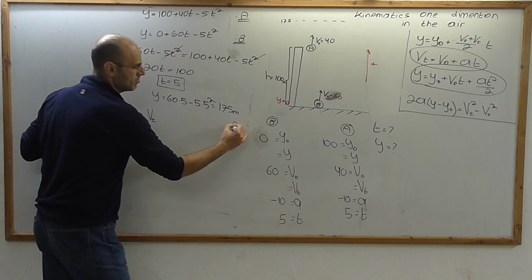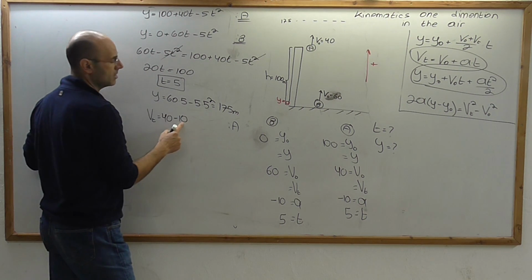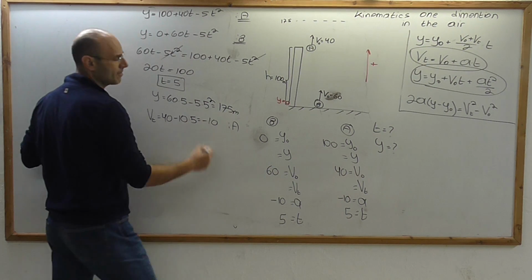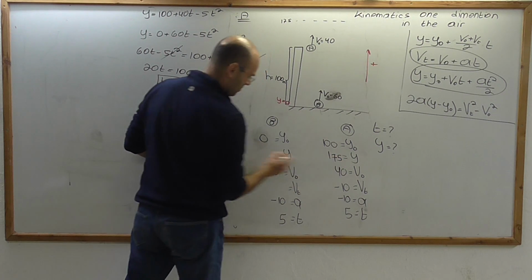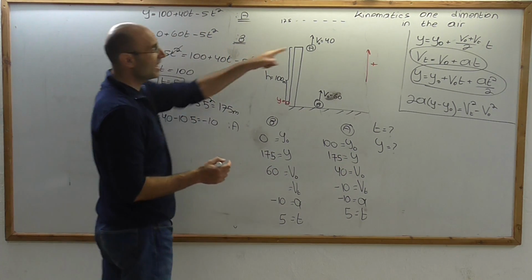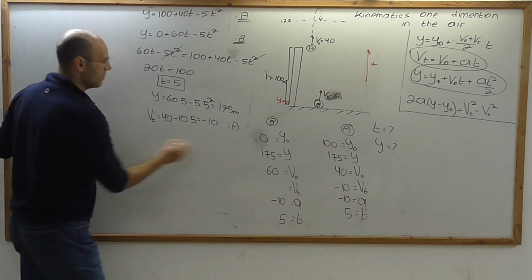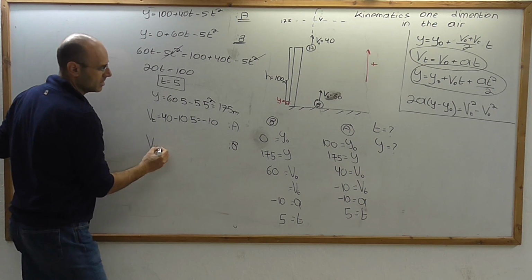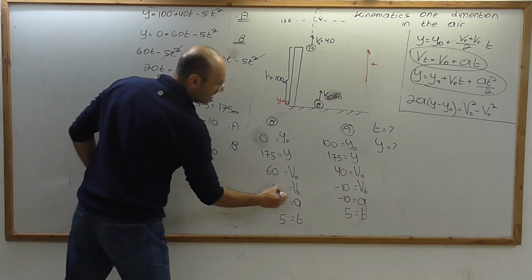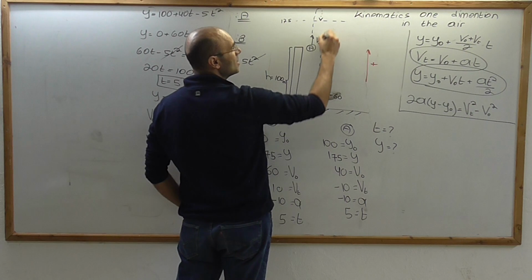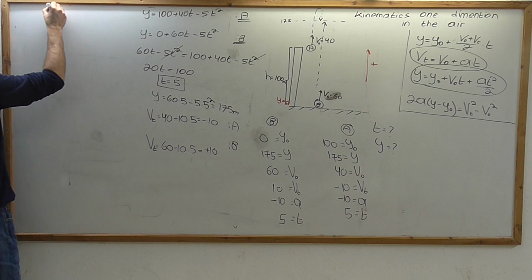V final for A is V0, which is 40, minus 10 multiplied by 5, minus 10. Y was 175, 175. So what I know is that it went up and down and then it met him. And for B, V final is 60 minus 10 multiplied by 5, it's plus 10. So it met it when it went up, it didn't go down. Okay, interesting. I want to see it in both graphs.